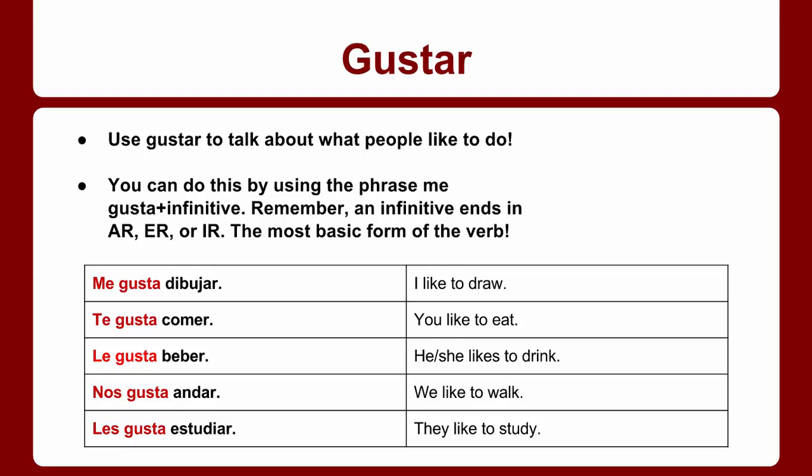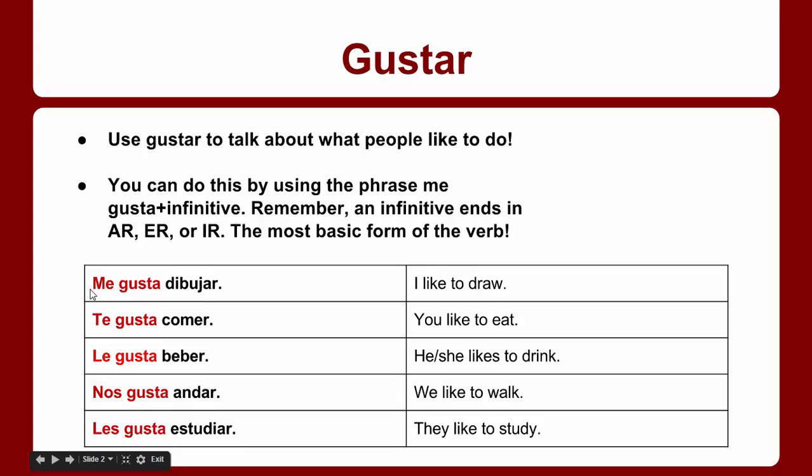If I want to say he or she likes, I would say le gusta. I could pair it with the verb to drink and say le gusta beber. If I want to say we like, I say nos gusta. I could pair it with the verb andar, and it would mean we like to walk. Nos gusta andar. If I want to say they like, I would say les gusta estudiar. They like to study.